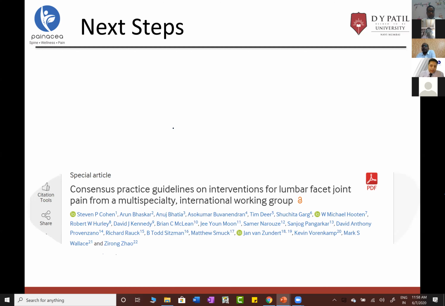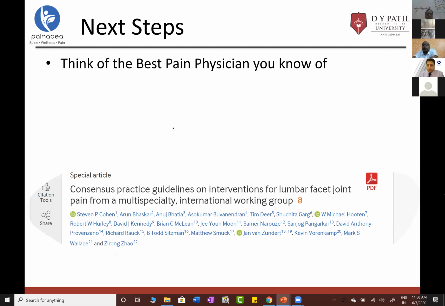This is a very recent paper published a few days back, or probably a month back. It is the consensus practice guidelines on intervention for lumbar facet pain from a multi-specialty national working group. Many of you would already have read this, but for the people who are on the fence, considering the use of RF, probably this is a good point to start. It summarizes the evidence and gives you a very clear picture of where you are going.